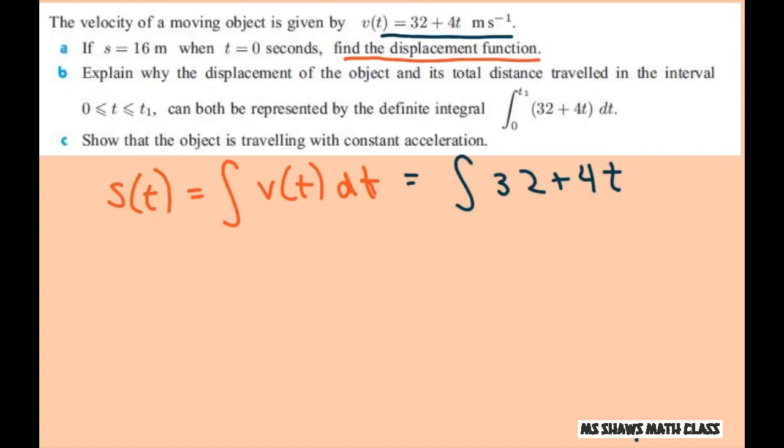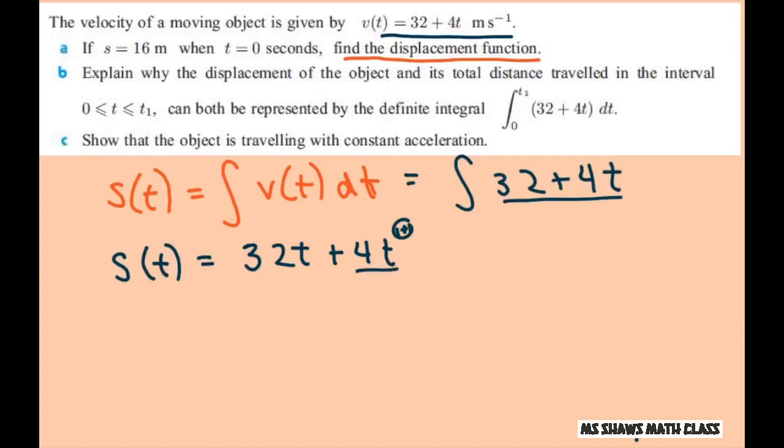Take the antiderivative. So your s of t is going to be 32t plus 4t, and it's to the 1, so you add 1, that equals 2, so you divide by 2. So this simplifies as 32t plus 2t squared, and then we're going to write plus c.